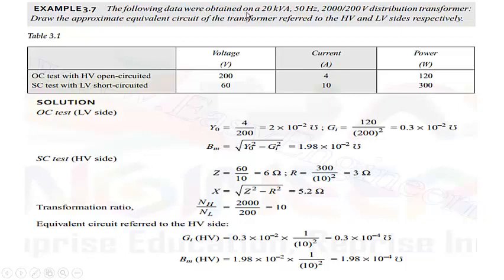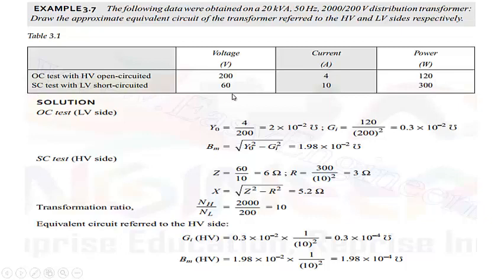The following data were obtained on a 20 kVA, 50 Hz, 2000/200 V distribution transformer. We need to draw the approximate equivalent circuit of the transformer referred to the high voltage side and the low voltage side respectively. The open circuit test uses the rated voltage of 200 V on the low voltage side, the no load current is 4 amperes, and the power is 120 watts. This power will actually be the iron losses.